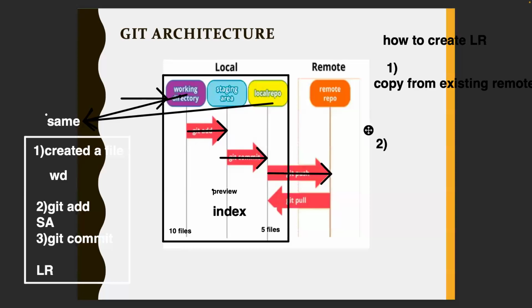Second scenario, assume it's a new project. A new team is formed to work on DevOps configuration. So there's nothing on remote. So you create an empty local repository initially and then start working.